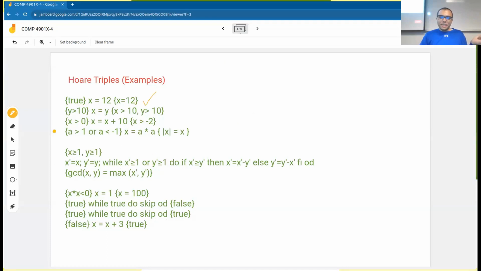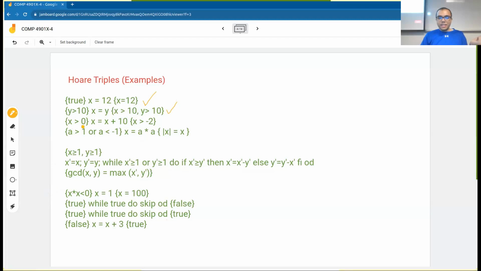Okay. So if I originally know that y is larger than 10, and I do x equals y, can I say that now I know that both x and y are greater than 10? Yes, right, because x is now equal to y.